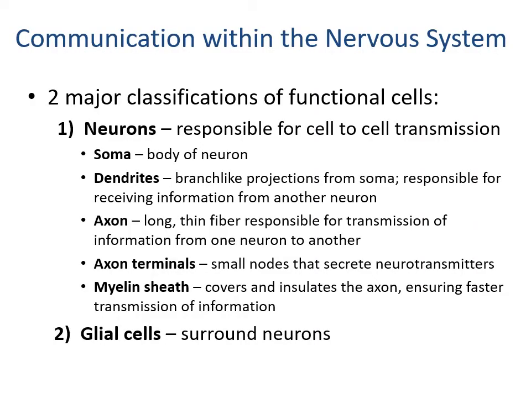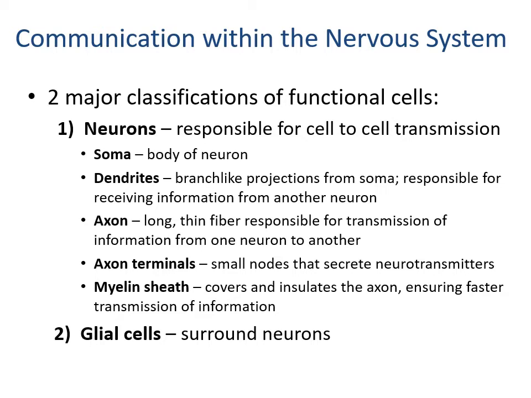So looking at the nervous system, there are 2 major classifications for our functional cells. We have our neurons, which are responsible for cell-to-cell transmission, and we'll take a look at them as a picture on the next slide. We have the soma, which is the body of the neuron, and the dendrites, which are branch-like projections from the soma, responsible for receiving information from another neuron. You have the axon, which are long, thin fibers responsible for transmission of information from one neuron to another. We have the terminals, where we actually have the secretion of neurotransmitters.